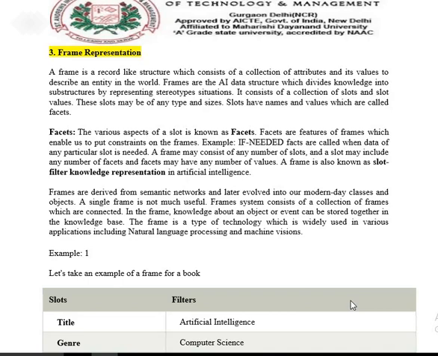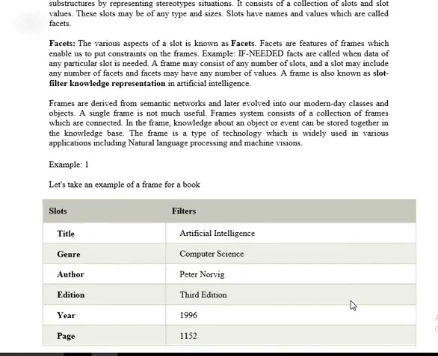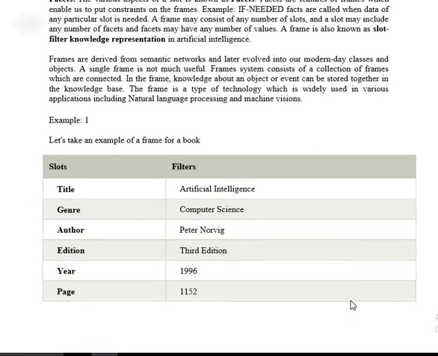A frame is a record-like structure which consists of a collection of attributes and their values, used to describe the world's information. Frames are an artificial intelligence data structure which divides knowledge into substructures, representing stereotyped situations. It consists of a collection of slots and slot values. The slots may be of any type or size. Slots have names and are related to the fact type. We also use if-needed facts, which make use of slot fillers.